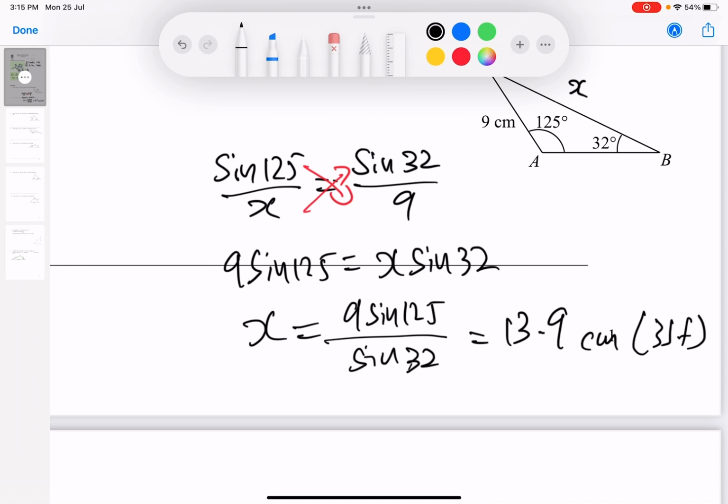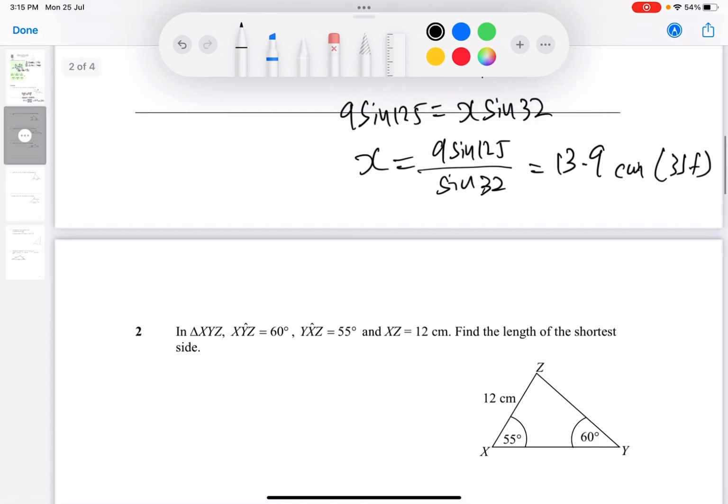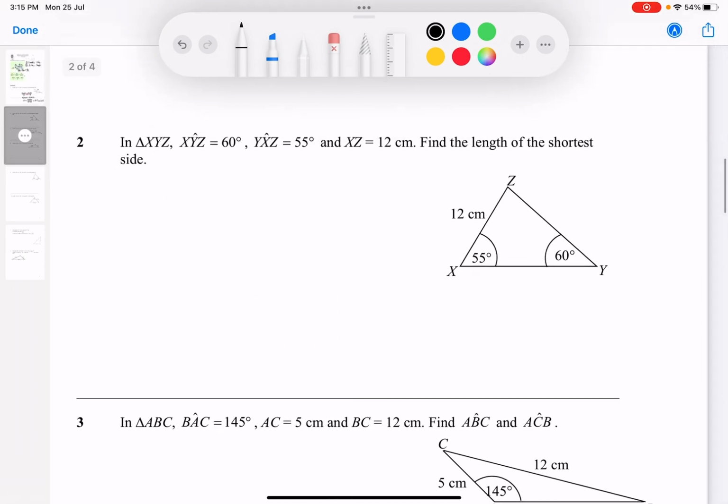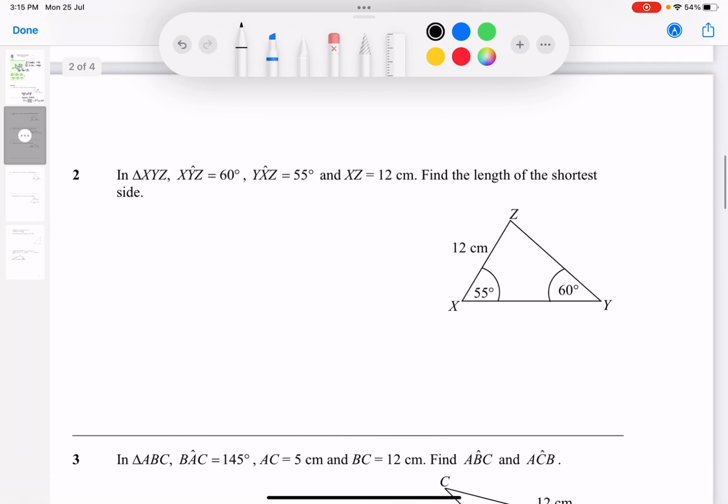If you're done, you can actually turn to the next question. If you're pretty confident on how to do these questions, then you don't need to wait until I go through, okay? You just quickly do on your own. But for those of you who are still confused, not to worry. Let's go through another example together.